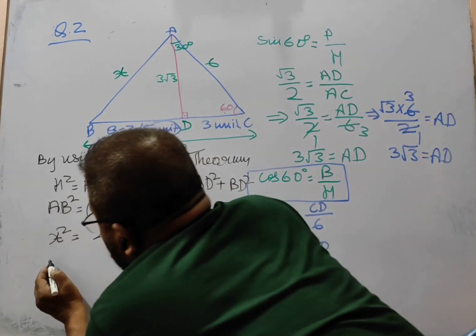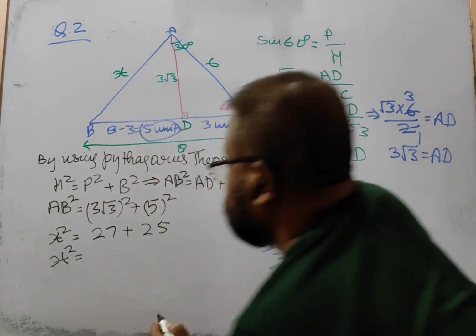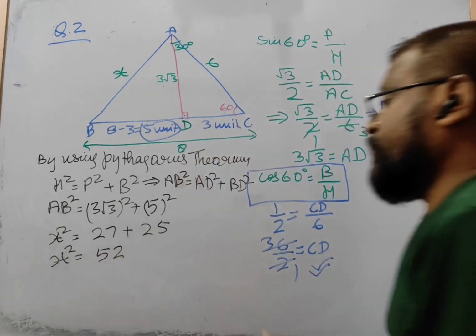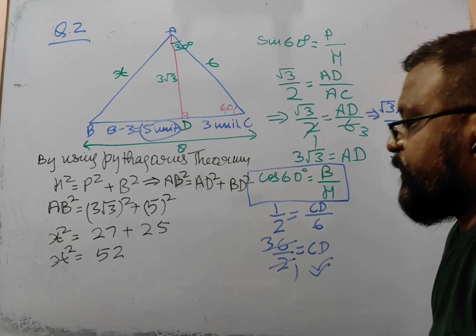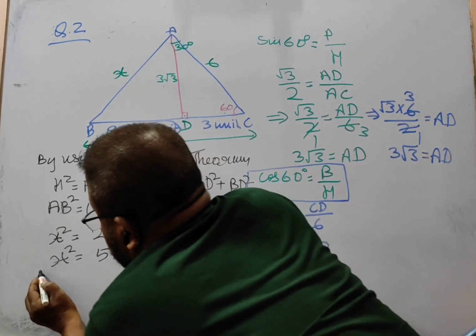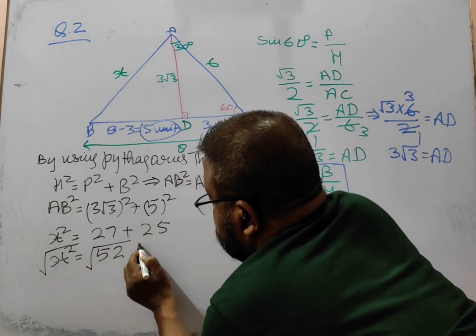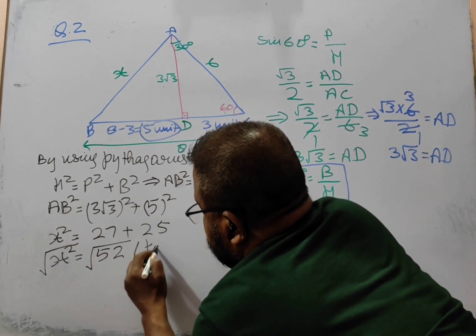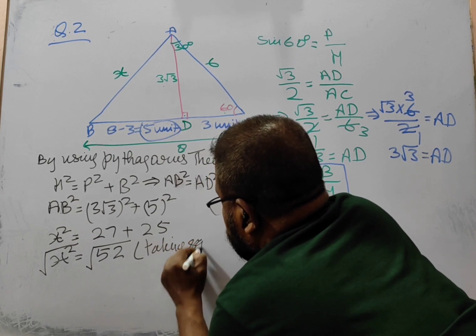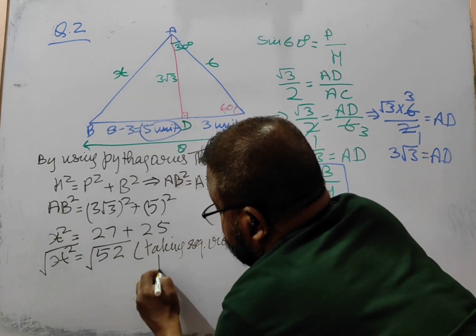So x square is equal to 52, right? x square is 52. So taking square root both sides.